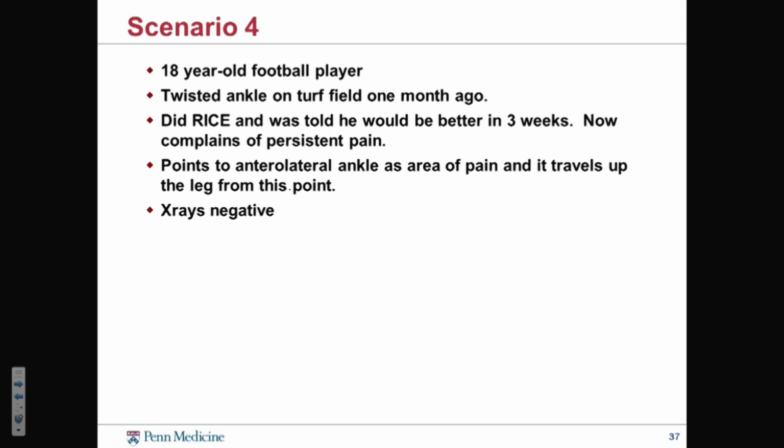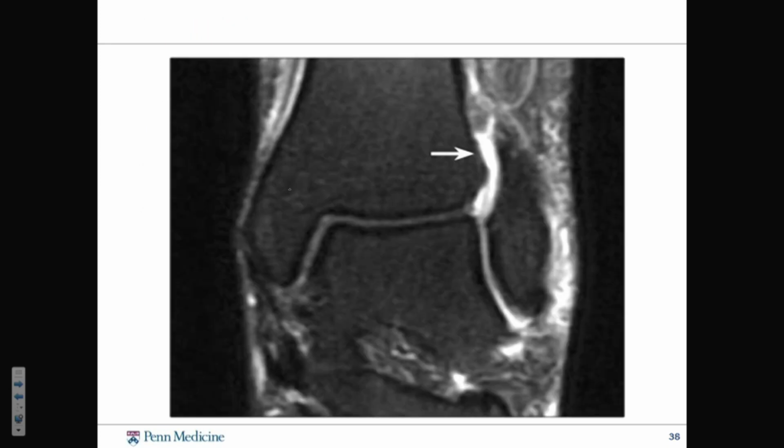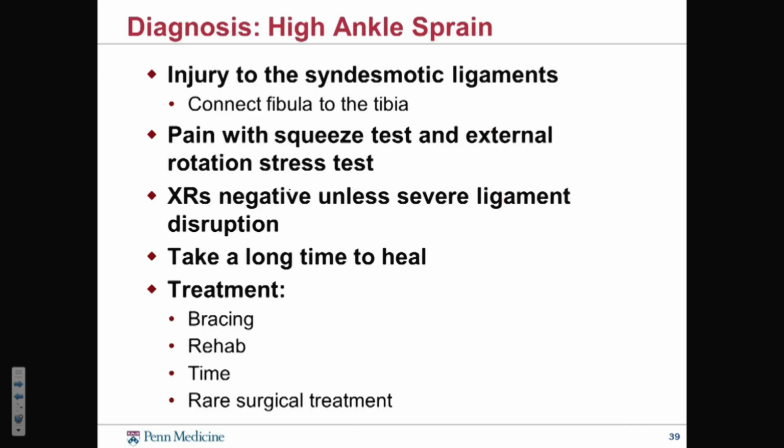Scenario 4 is an 18-year-old football player, twisted his ankle on the turf about a month ago. They did rest, ice, compression, elevation, told him he'd be better in a couple weeks because it didn't look like that bad a sprain, but he continues to have significant pain, pointing to the anterolateral aspect of the ankle, and the pain travels up the leg from that point. X-rays are negative, but an MRI shows this fluid right here in the recess of the syndesmosis. And this, as we talked about earlier, is a syndesmotic injury or your classic high ankle sprain.